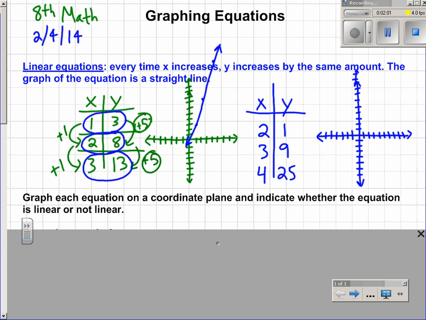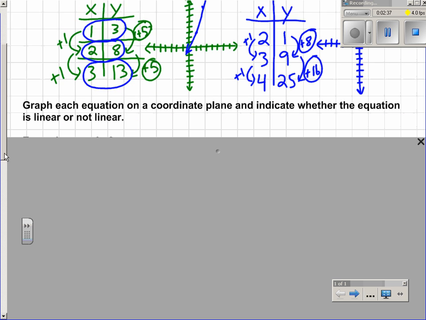The blue information, let's see. The x's are going up by 1. The y went up by 8, then it goes up by 16. So here we can see that the y's are not going up by the same value, so this should not form a straight line. When we plot it, the 2 and the 1 would be there, 3 and the 9 going to be somewhere up there, and then the 4 and the 25 would be way up there, and that would actually not form a straight line. But as we go through these examples, it'll make more sense.